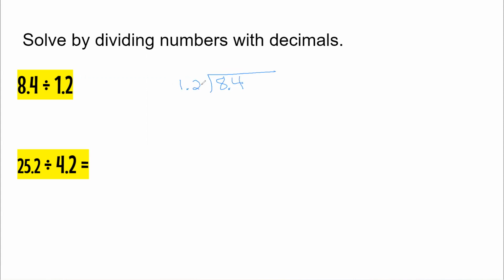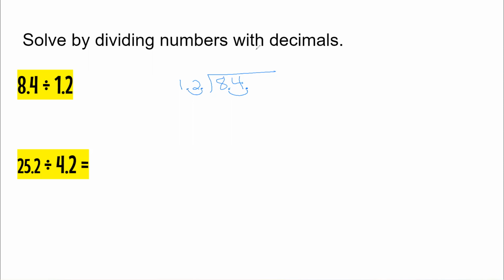We're going to divide it by 1.2. When you're dividing with decimals, the divisor must be a whole number. Right now it's not a whole number, it's 1.2. So we're going to have to multiply this number by 10. In other words, we're going to move the decimal to the right to make 1.2 into 12. Whatever we do outside the division box, we must do inside the division box.